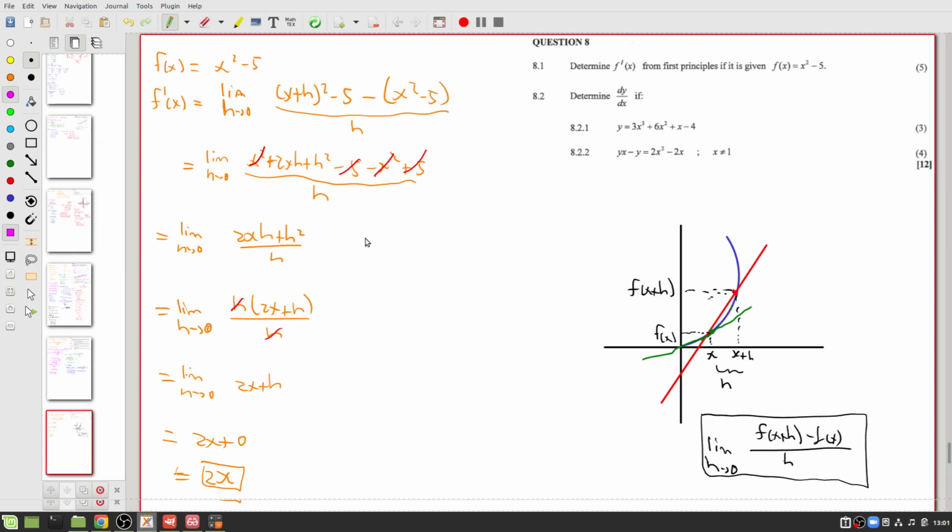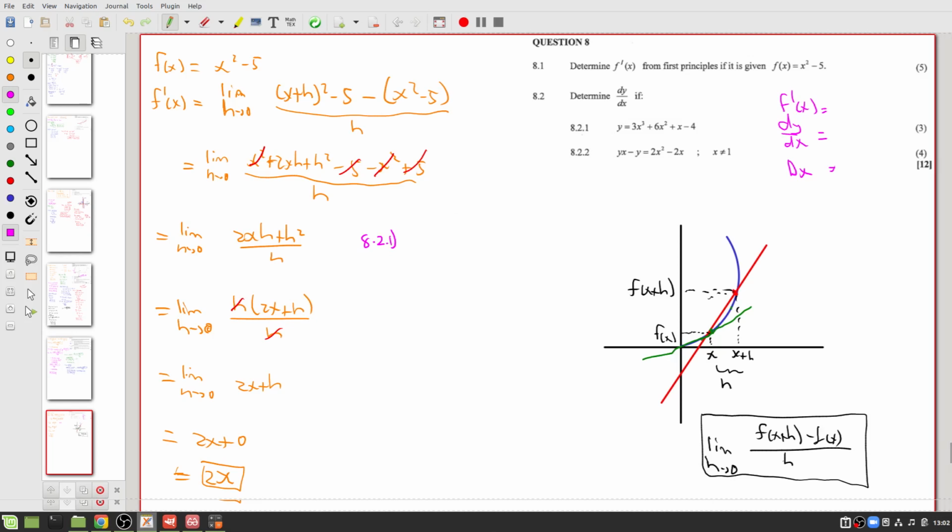Now let's look at 8.2. Determine dy/dx. So maybe just something else to notice. If we get this, that means differentiate. dy/dx, that means differentiate. That just says differentiate y with respect to x. This also means differentiate. So all these three things are exactly the same as each other. Doesn't matter which one you write, it is exactly the same thing. Okay, so dy/dx, it just says differentiate the following.